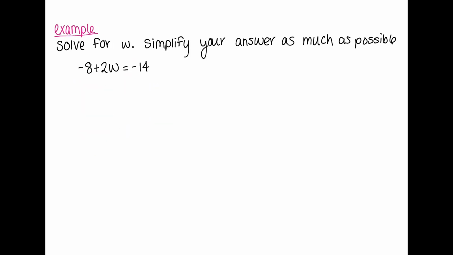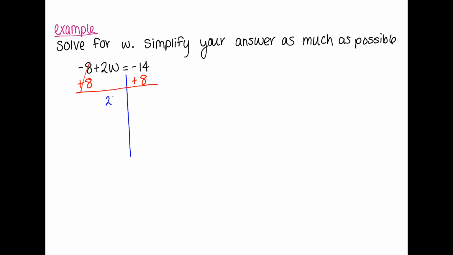Let's go ahead and do one more example here. So I have negative 8 plus 2w is equal to negative 14, drawing a little wall here. I want to get 2w by itself. I want to get the variable by itself. That means I need to take care of a negative 8. I want to do the opposite sign, so if it was a negative 8, I'm going to add 8 to both sides. If it were a positive 8, I would then subtract 8 from both sides, just the opposite sign.